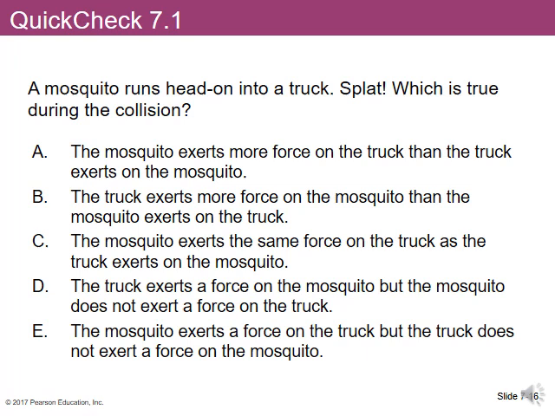Let's think about another question related to this. What happens when a mosquito runs head-on to a truck? Even though the mosquito is significantly smaller than the truck, the forces that are exerted between those two have to be the same. So the mosquito exerts the same force on the truck as the truck exerts on the mosquito. Why then does the mosquito get squashed and the truck just drives on and doesn't even notice it? Well, that's again because of the difference in their masses. So just like the ball and the Earth, the truck is a lot bigger than the mosquito. So that same force has a much bigger effect on the mosquito than it does on the truck.